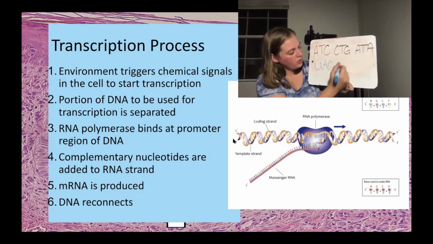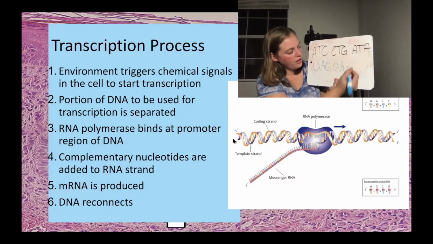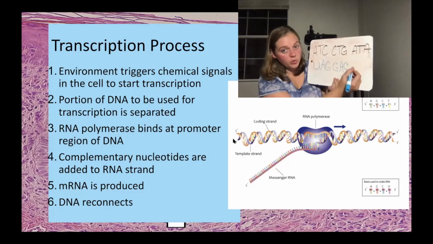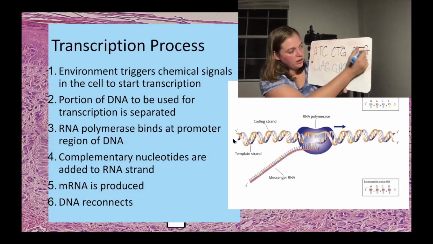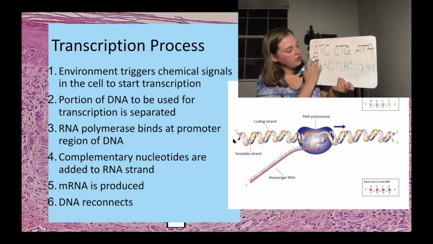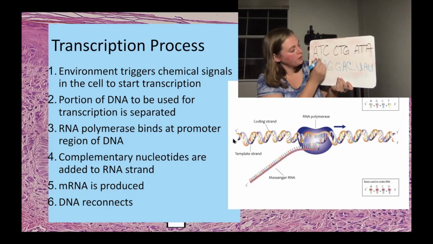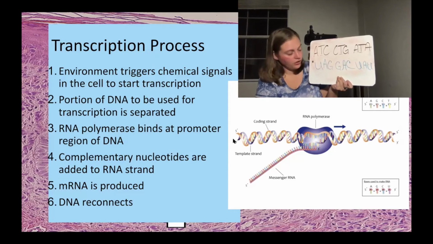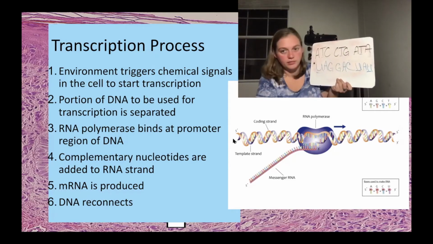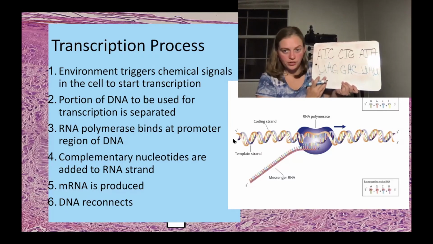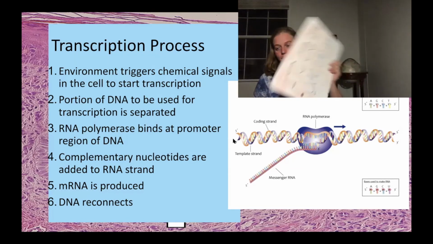C will go with G. T still goes with A. G goes with C. A, we don't have any T's, so we're going to use a U. T still goes with A. And A, again, is going to go with U because we have no T's. Okay, so this is our DNA strand, and we know this because it has these T's in it. This is our RNA strand, and we can tell it's RNA because it has these U's in it. Okay, so very simple little process, and this is called transcription, DNA to mRNA.